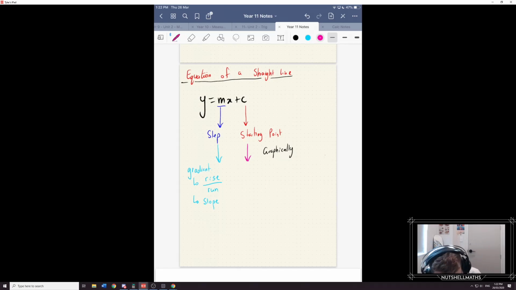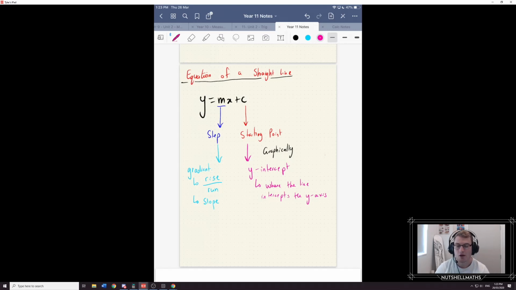Right, and our starting point we call our y-intercept, which is by definition where the line intercepts the y-axis. Reasonably straightforward definition.